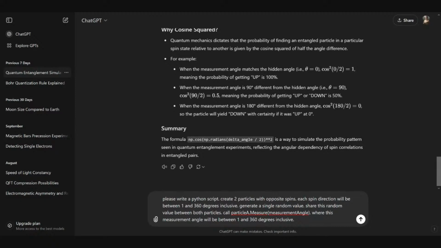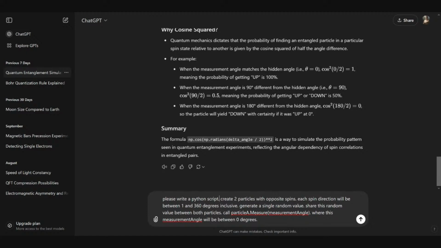Measurement angle, where this measurement angle will be 0, whatever that means, will be 0 degrees. Whatever 0 means, I don't care. Some angle, it doesn't matter which. But the two particles are at some random, each spin direction will be between.